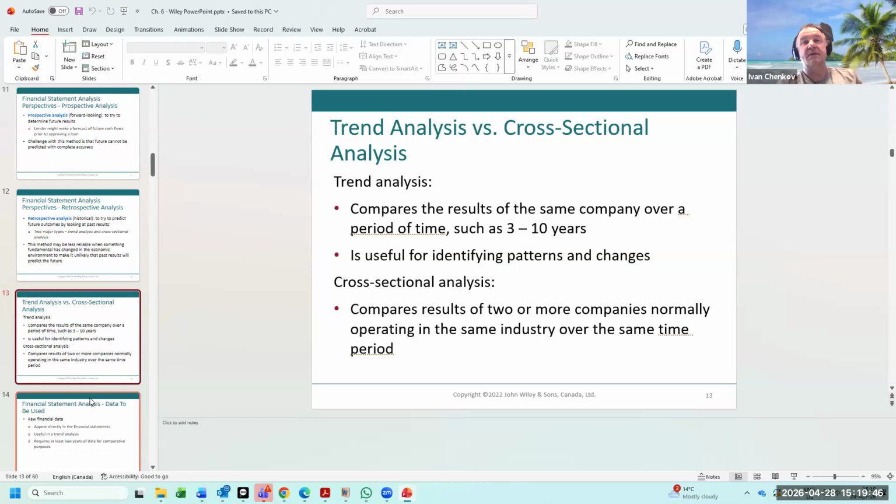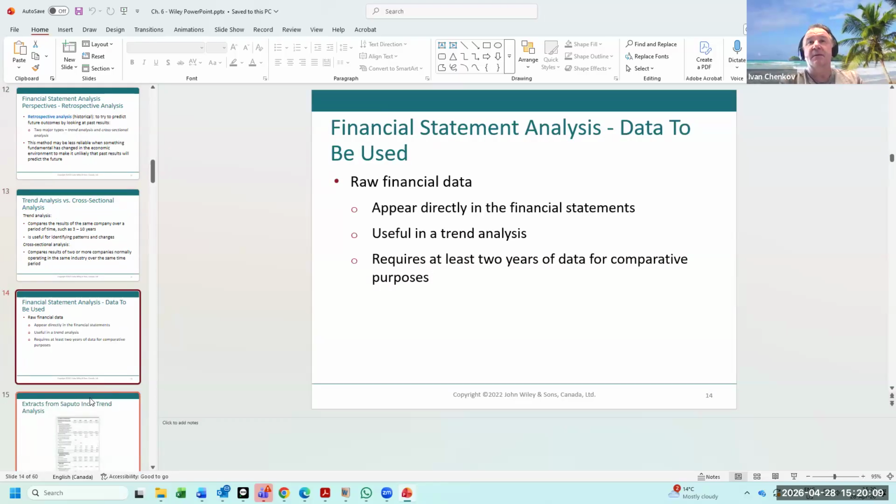Cross-section analysis is that we can compare 2 or more companies, but in that case, those companies have to have common size financial statements. Otherwise, it will be very hard for you to compare 2 companies if they're not using common size financial statements. We're going to come to this and I'm going to explain what the common size financial statement is.